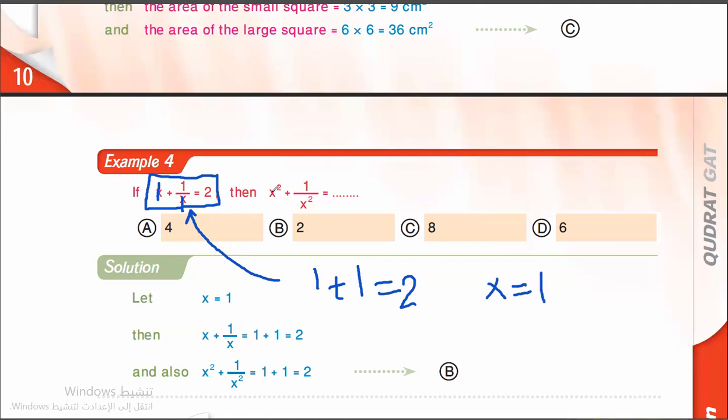Then you substitute here, you put in 1 only. 1 squared, and here 1 squared. 1 squared is 1, plus 1 over 1 squared is 1. Then 1 plus 1 is what? 2. The answer is 2, right? Do you understand the problems now, my students? Good. Perfect.